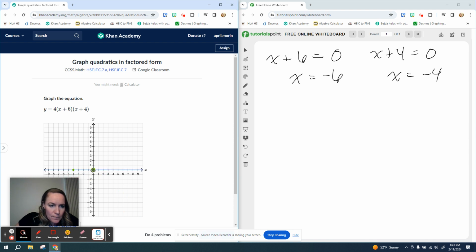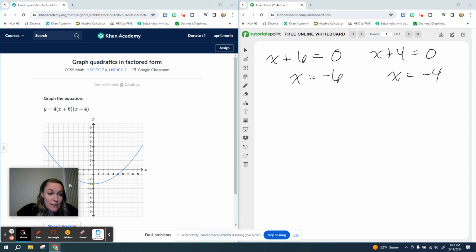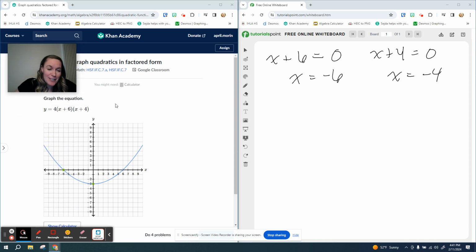-4. Okay, so I can tell it's positive, so it's going to open upward. Okay, and actually I'm going to move this over here to -6, and my x, I'm going to move me up here so I can graph this. So I know that this is going to be right in between those, my x-intercept. So I have an x-intercept at -6 and an x-intercept at -4. But I don't know what my y value is.